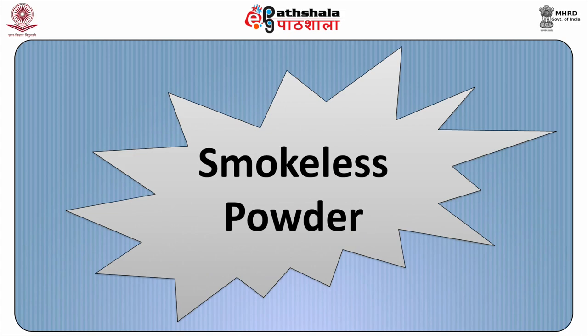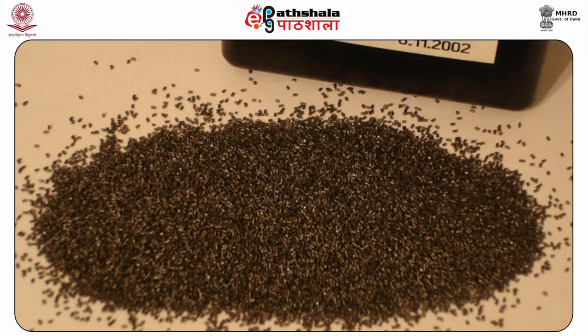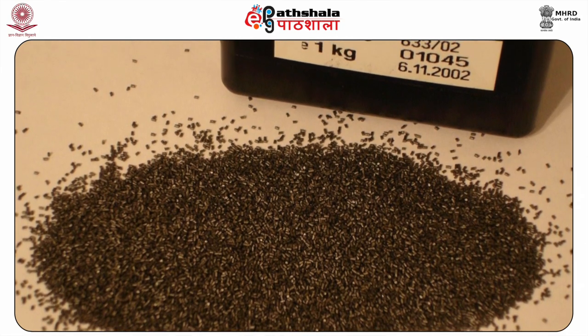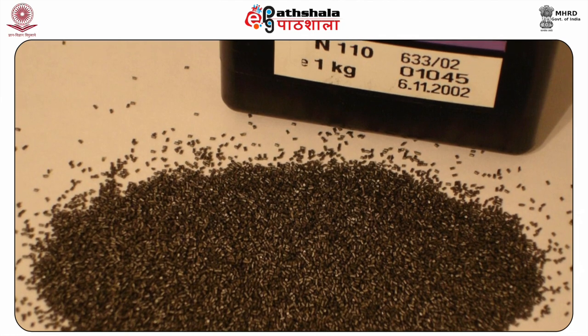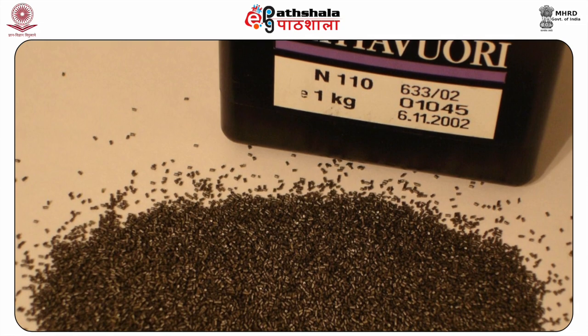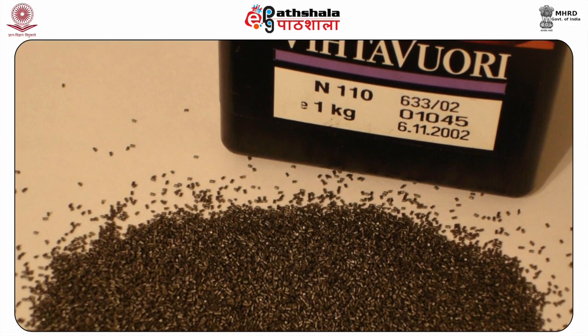Next, we will learn in detail about the smokeless powder. The modern high velocity era started with the use of smokeless powders. The basic constituents of smokeless powder are nitroglycerin and nitrocellulose, also known as gun cotton.